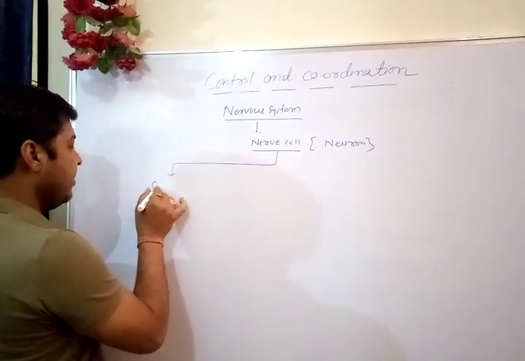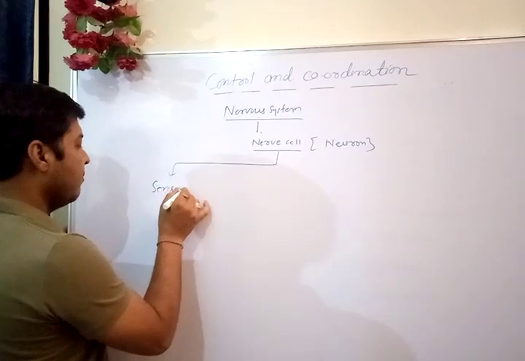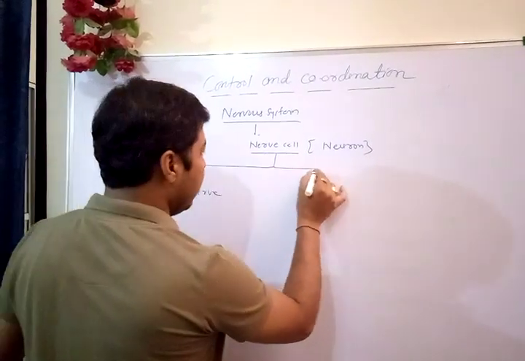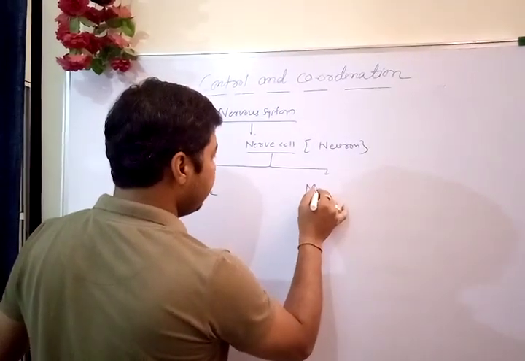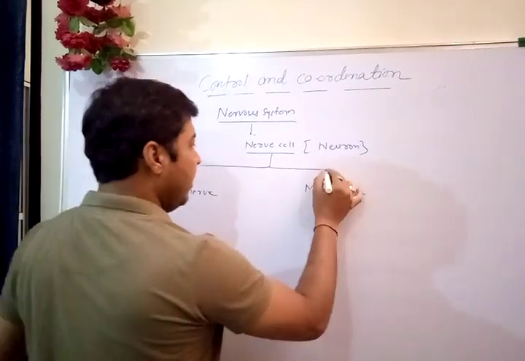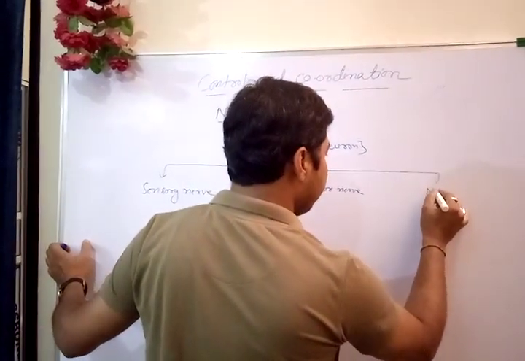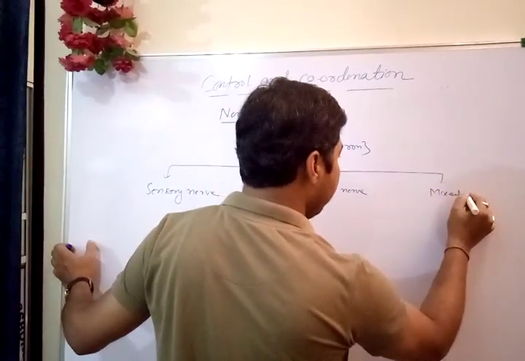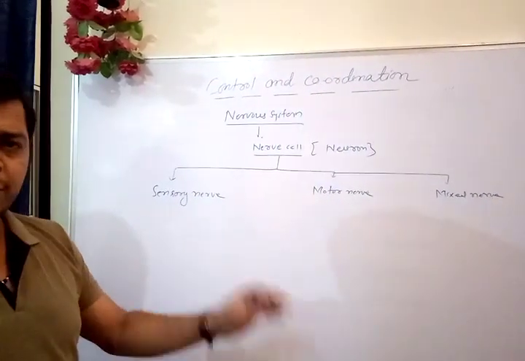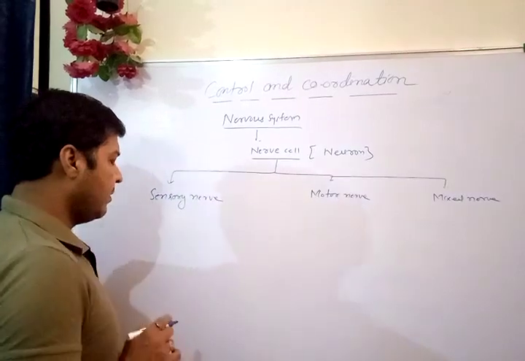The first is the sensory nerve. The second is the motor nerve. And the third is the mixed nerve. And it's very easy to get this concept.